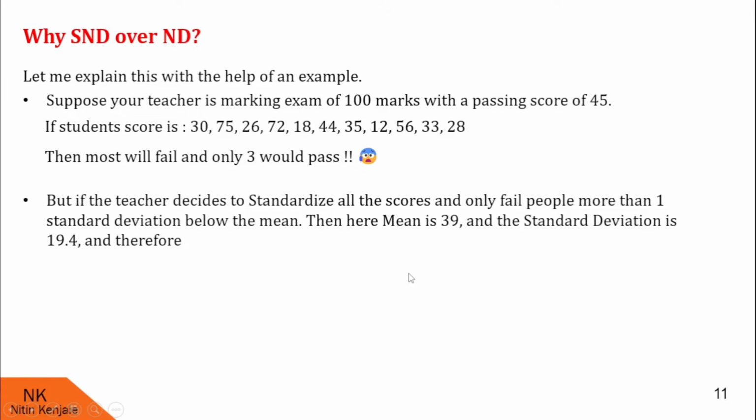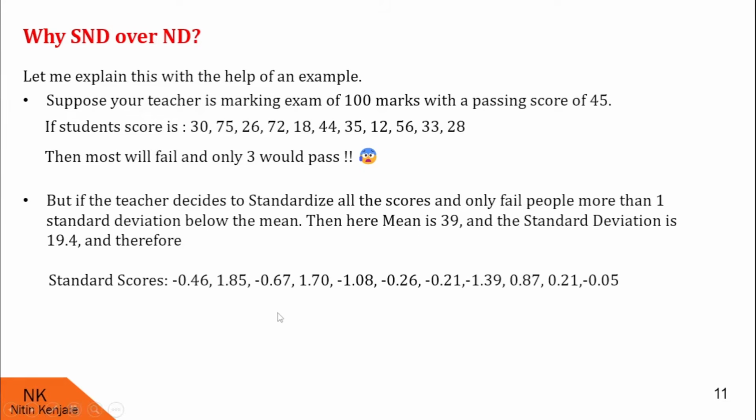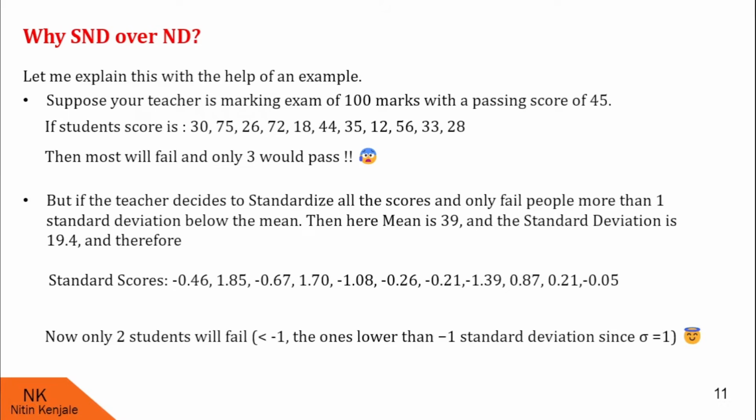But if the teacher decides to standardize all these scores and only fail people more than one standard deviation below the mean, then here you can calculate the mean is 39 and the standard deviation is 19.4. Therefore, standard scores now will become these, and you will see only 2 students will fail, ones lower than -1 standard deviation. This technique is improving the result. Therefore, we have to use the standard normal distribution over the normal distribution.